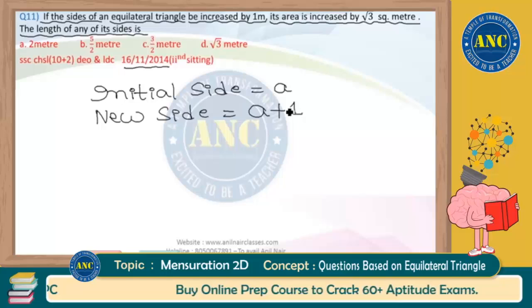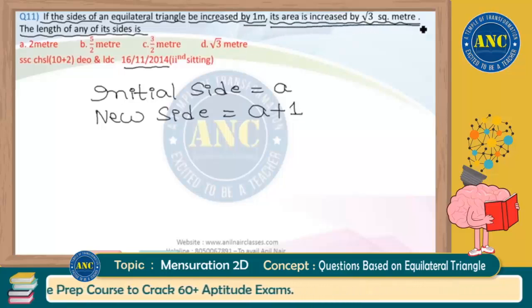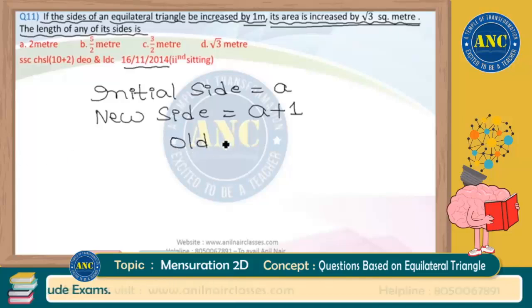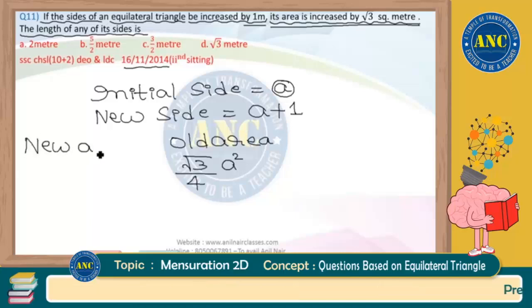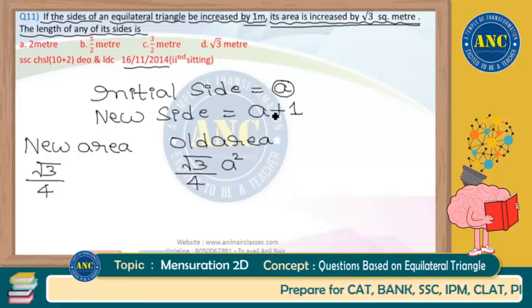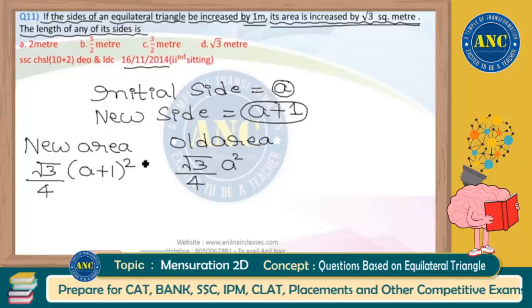Now, because the side is increased by 1 meter, area is increased by root 3 square meters. That means, first of all, what is the old area? Old area is nothing but root 3 by 4 into what is the old side? Old side is a. Root 3 by 4 into a square is the old area. What is the new area? New area is nothing but root 3 by 4 into, what is the new side? It is a plus 1. Root 3 by 4 into a plus 1 whole square.